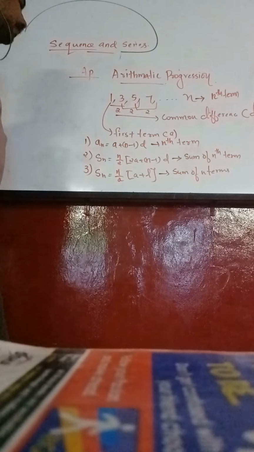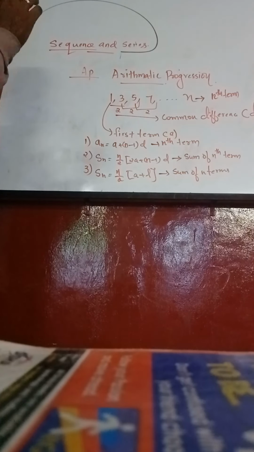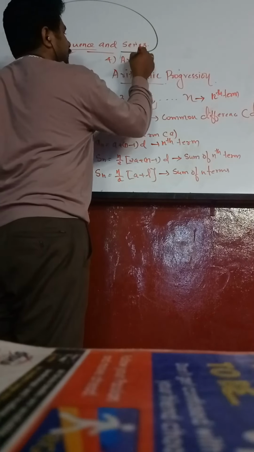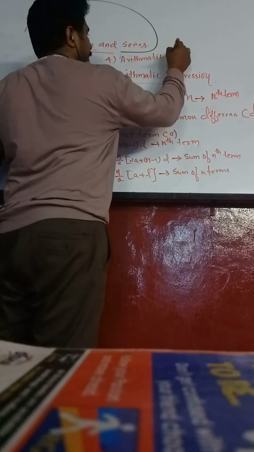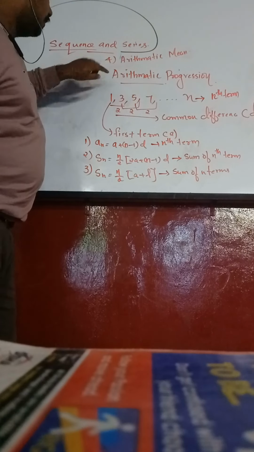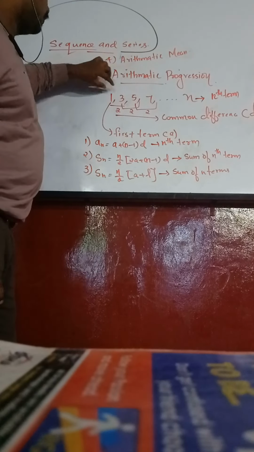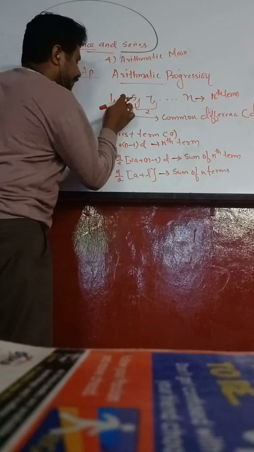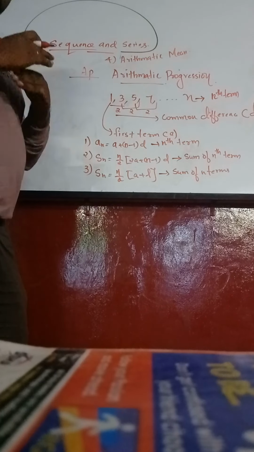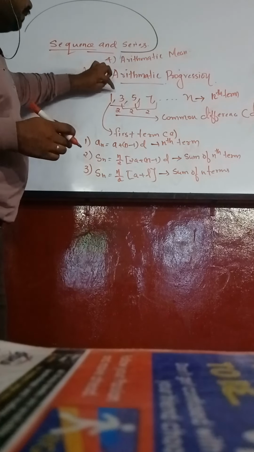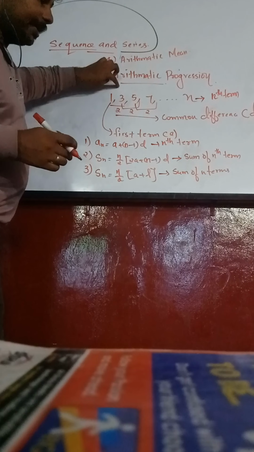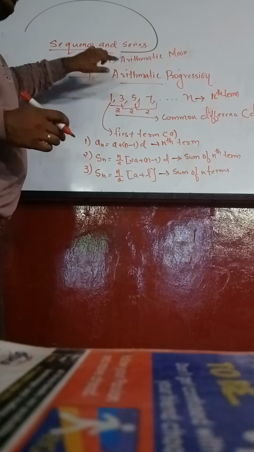Okay, so these are the three equations that we have to study in arithmetic progression, and we have one more equation, which is called the arithmetic mean. Here we have two elements, 1 and 3. We have to insert a number in between 1 and 3 so that the resulting sequence is an arithmetic progression.